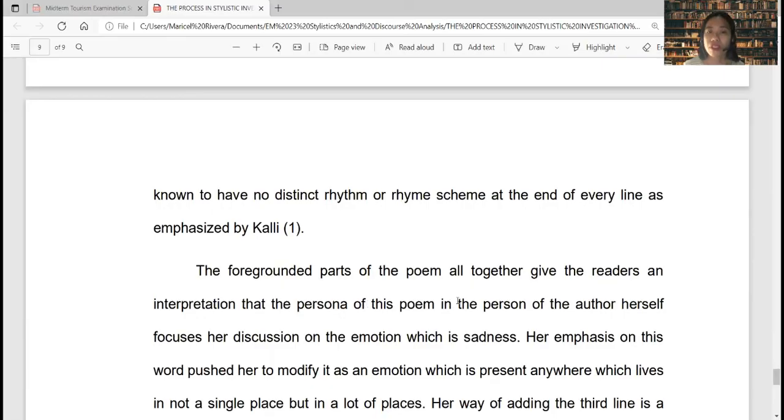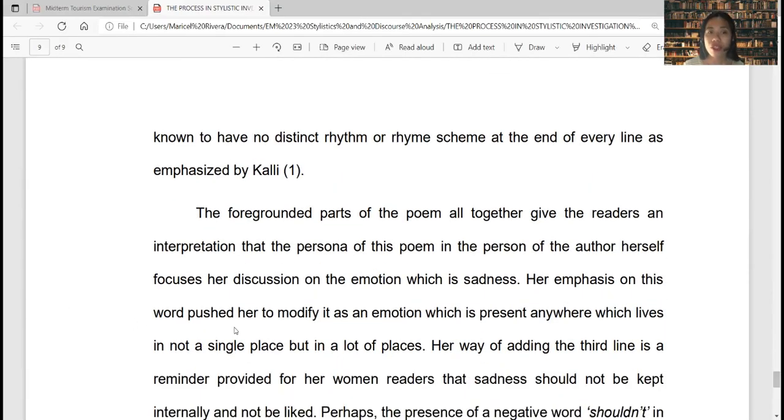The foregrounded parts of the poem altogether give the readers an interpretation that the persona of this poem, in the person of the author herself, focuses her discussion on the emotion, which is sadness. Her emphasis on this word pushed her to modify it as an emotion which is present anywhere, which lives not in a single place but in a lot of places.